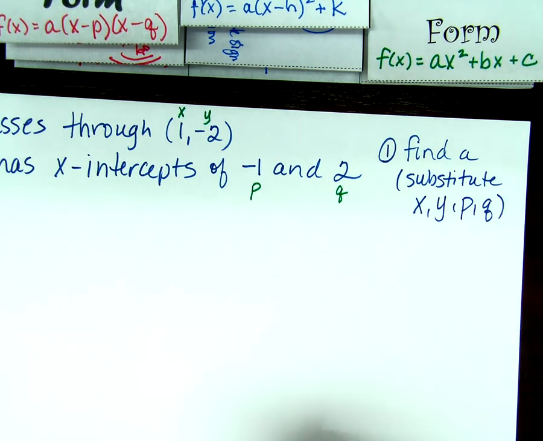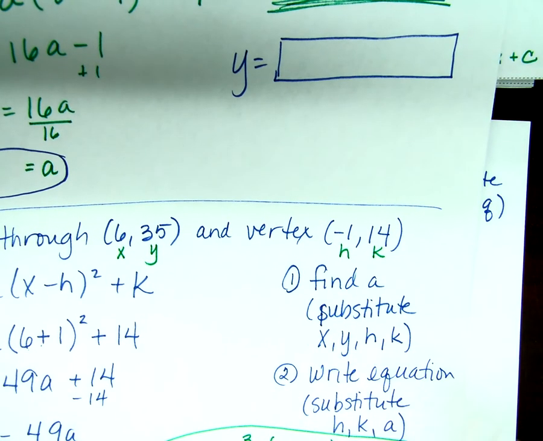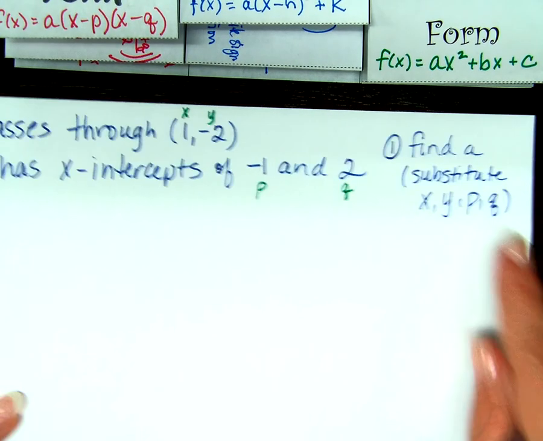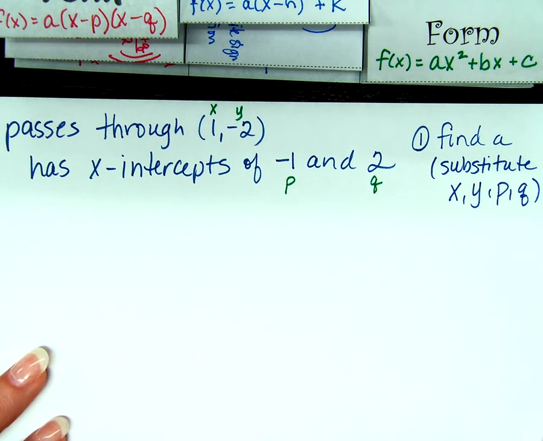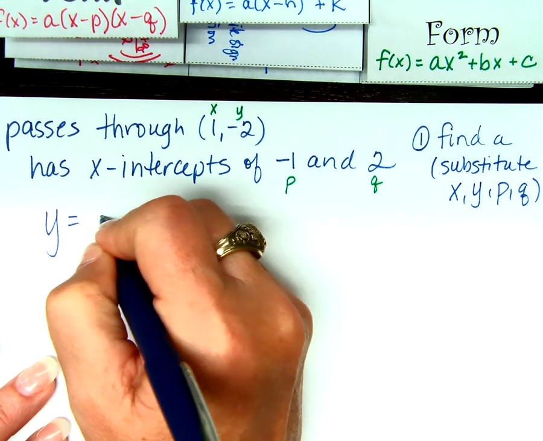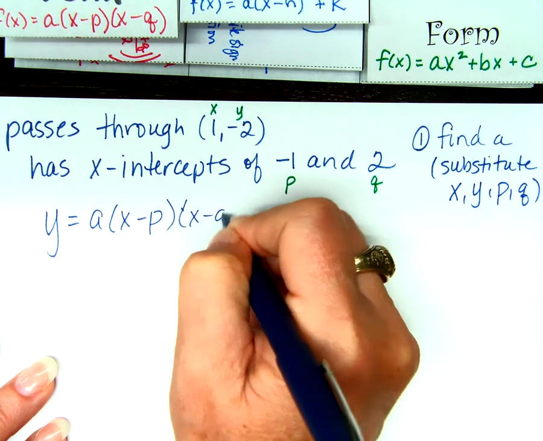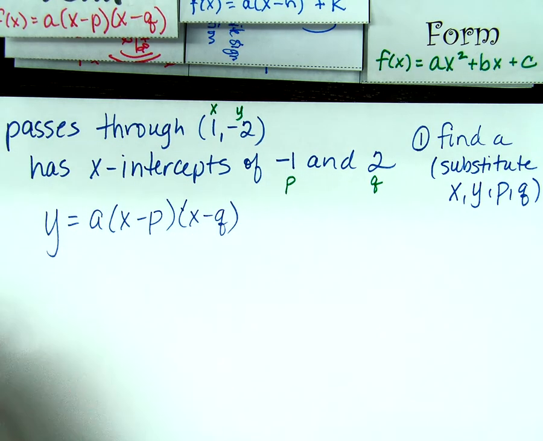That's almost exactly the same as last time, right? It was x and y and h and k because that's what I know. This time I know p and q, so that's what I'm going to substitute in. Got it? All right. Y equals a times x minus p times x minus q. All right, what goes where?